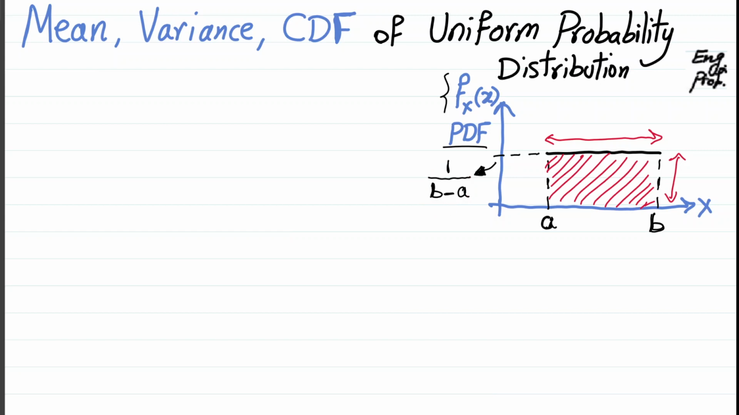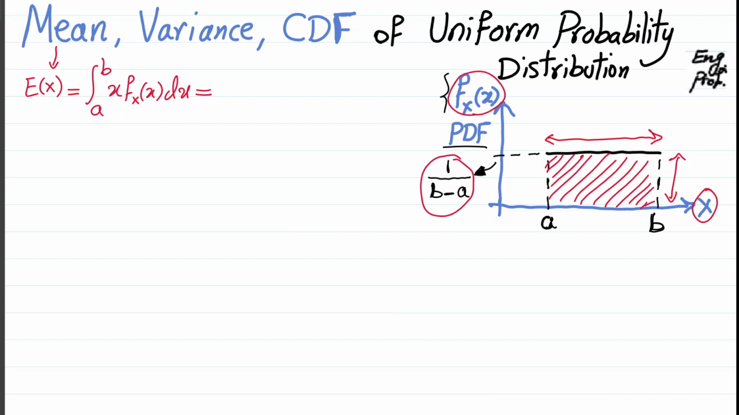Now let's go back to computing the mean. The expected value of x, which is the mean or average, is equal to the integral over the full range of the random variable x, from a to b, of x times f of x dx. Since f of x is constant, we can substitute f of x with 1 over b minus a, and push it outside the integral.